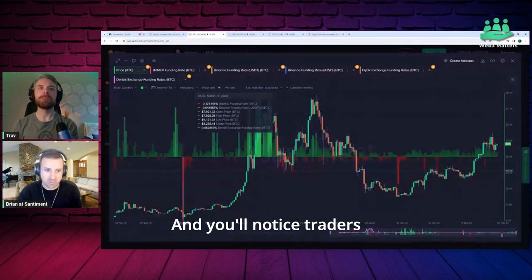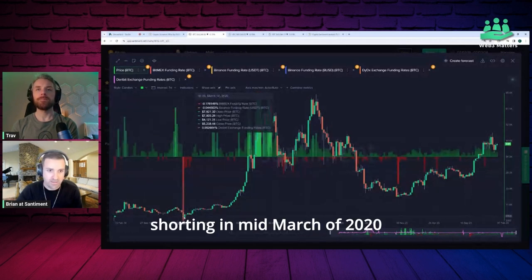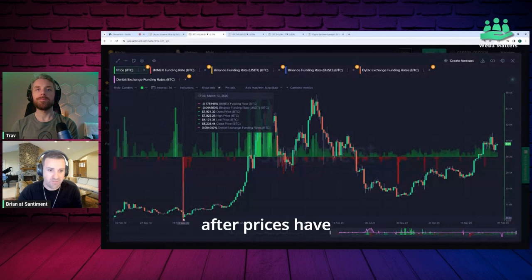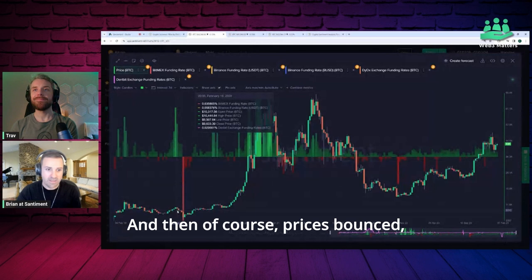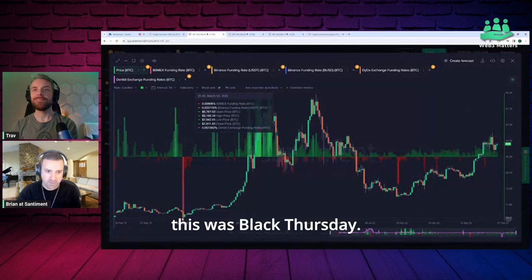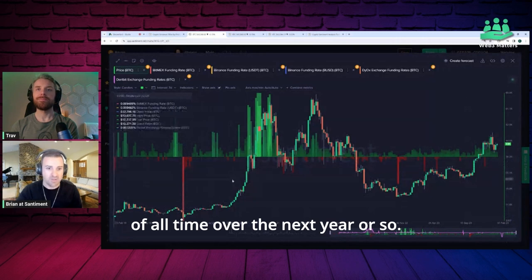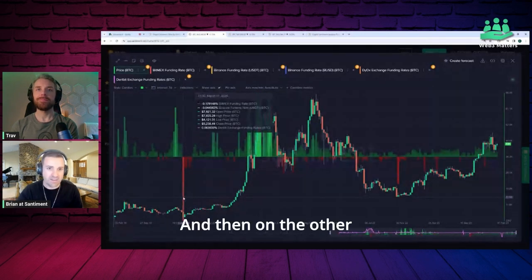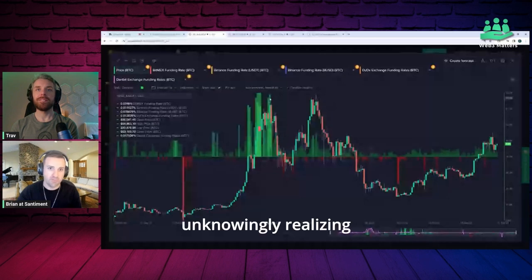And you'll notice traders are usually late, right? They'll start shorting in mid-March of 2020 after prices have already started to correct in February. And then, of course, prices bounced. This was Black Thursday. And of course, we saw one of the greatest bull runs of all time over the next year or so. And then on the other end of the spectrum, you'll see a lot of people longing like crazy, thinking that crypto is going to go up forever, unknowingly realizing that they're buying in right at the top or close to it.